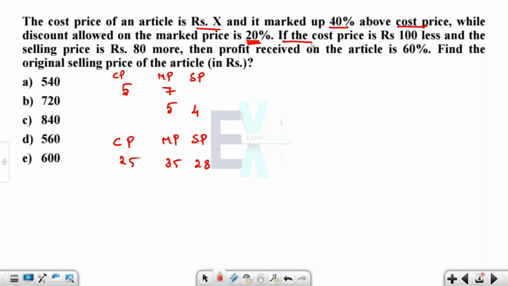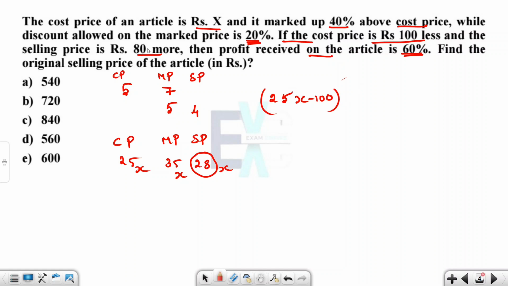Next, if the cost price is 100 less and the selling price is 80 more, then the profit received on the article is 60%. Find the original selling price of the article. What we need to find is 28. Let me take it as 25x, 35x and 28x. So what they are telling is, if the cost price is 100 less and the selling price is 80 more, then you will be getting that 60% profit.